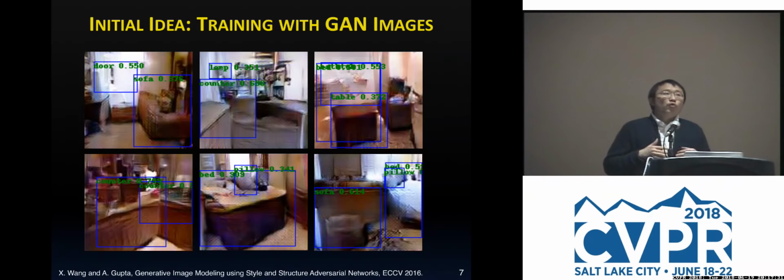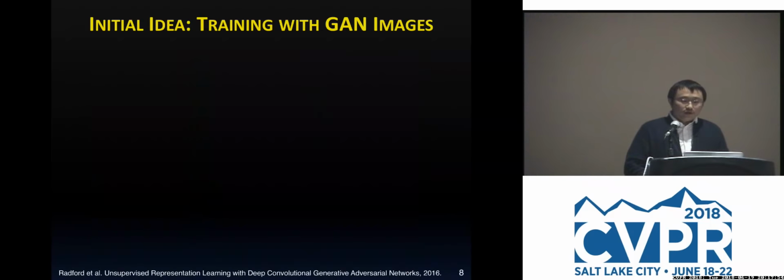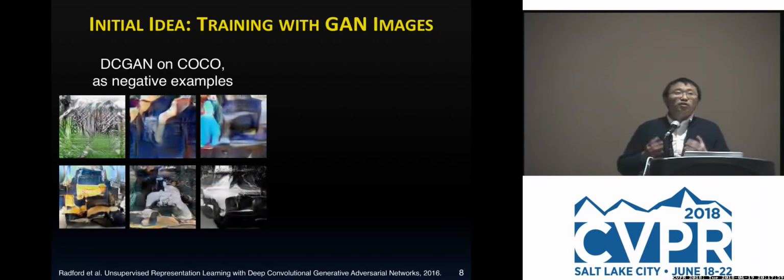Then we ran the detectors on these generated images, and we found that you can actually find a lot of objects with the detectors in these images. So we thought maybe generating these images can be extra training data to train the object detectors. Is that really the case? Following this idea, we tried to generate images with DCGAN on COCO.